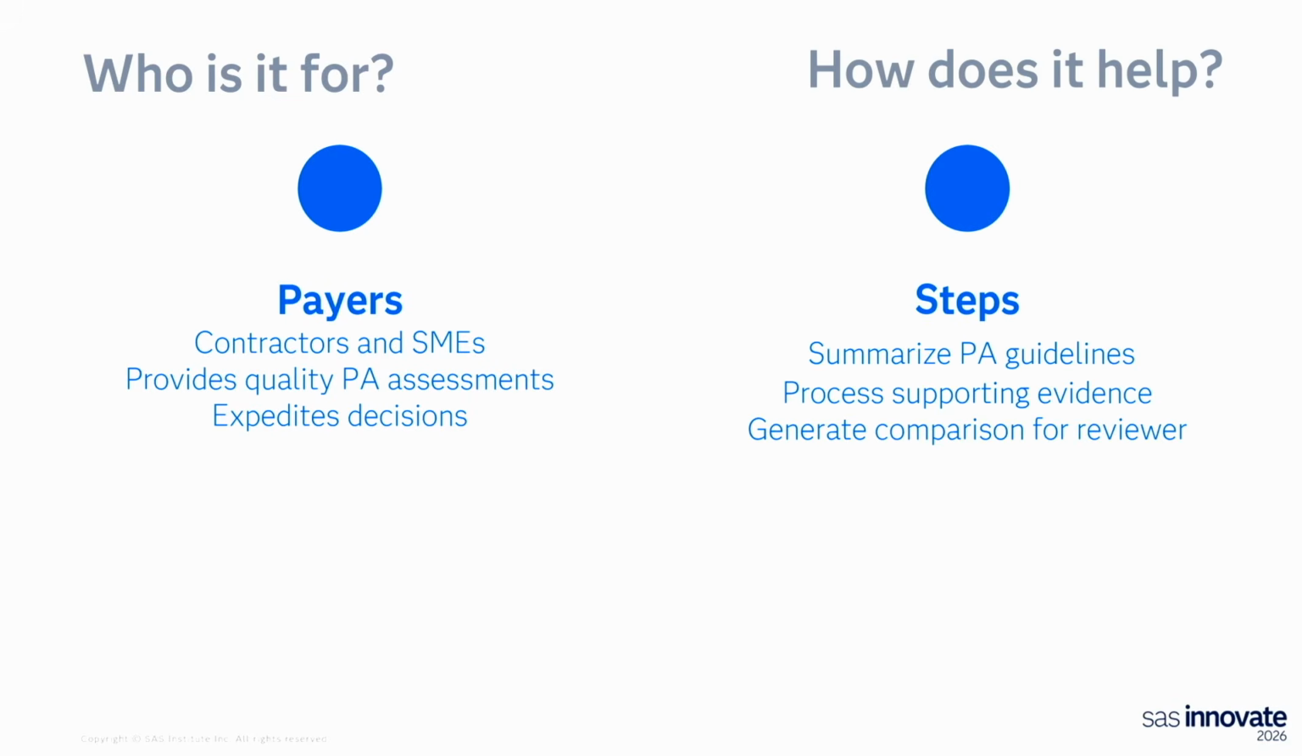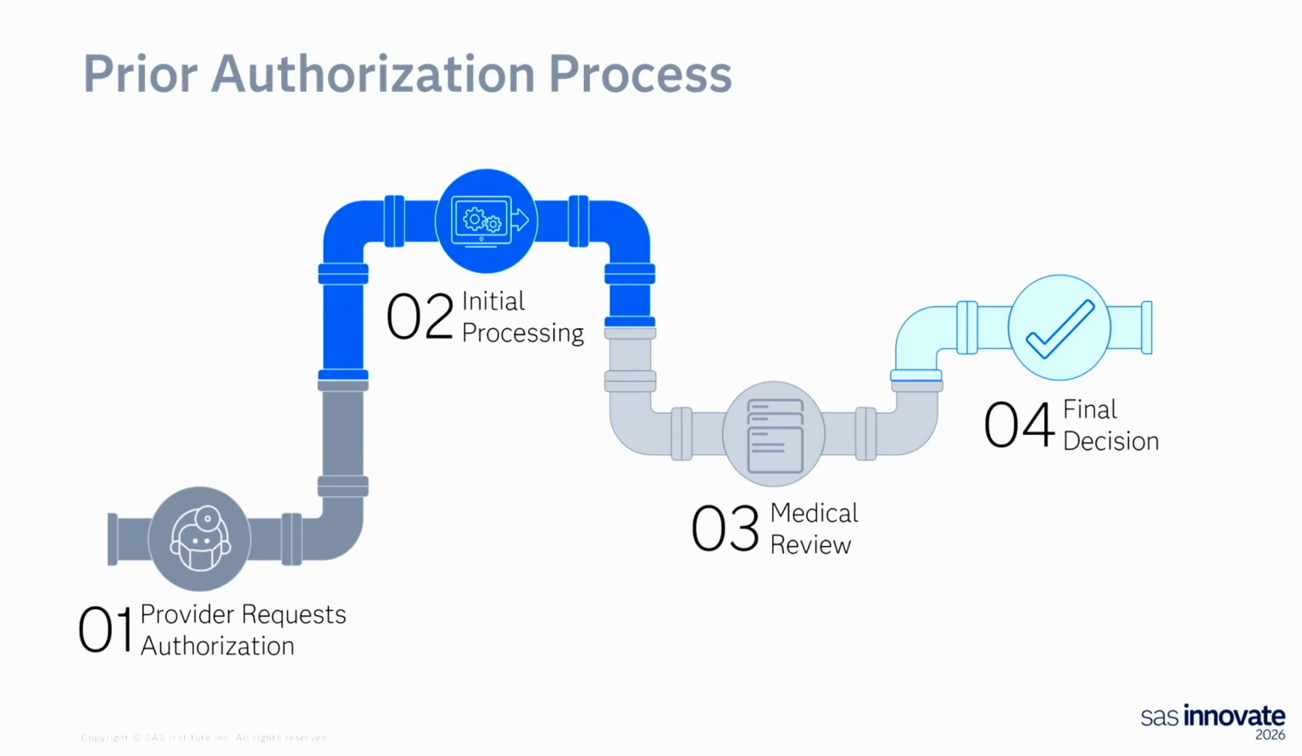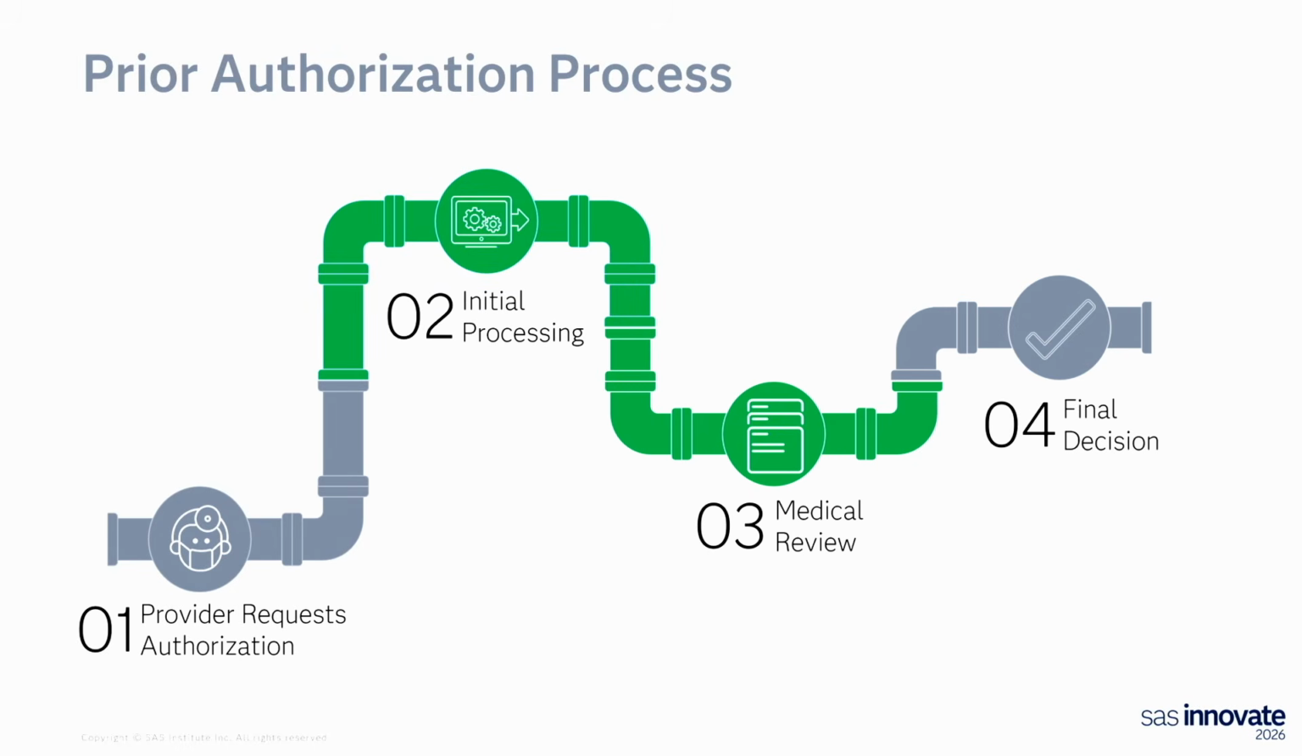When we looked at this, there were 3 steps we thought we could look at automating. One is summarizing the PA guidelines. Second is to process the supporting medical evidence. And the third is to generate a comparison for the reviewer that they can use as part of their examination. You're probably all familiar with the general prior authorization process. We were really focused on this middle component here and how we could help that section.